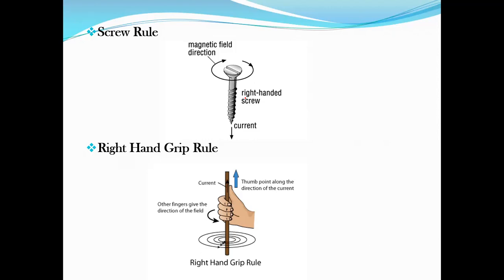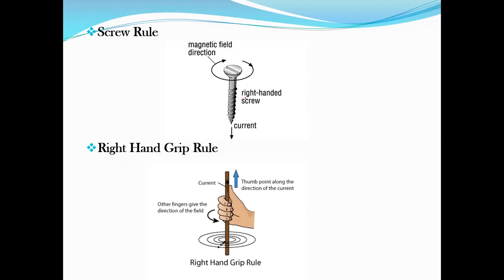So the rotational direction will represent the direction of the magnitude, right? This is called the right-handed screw law, Maxwell's right-hand screw. There is another method, the same thing actually, where we also use the right hand, but it is called the grip rule.